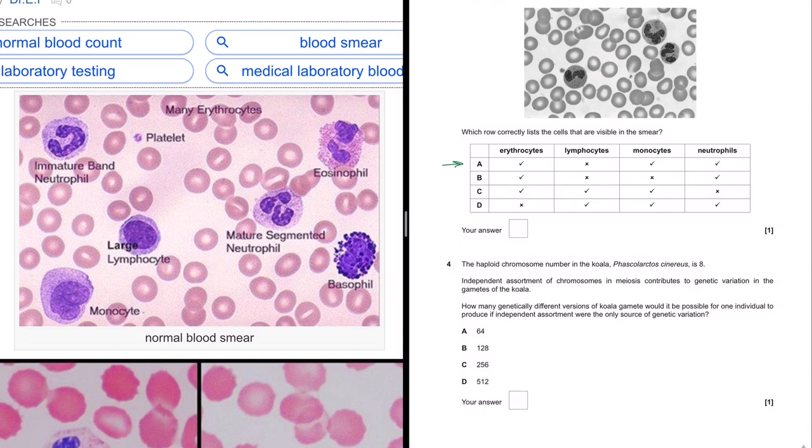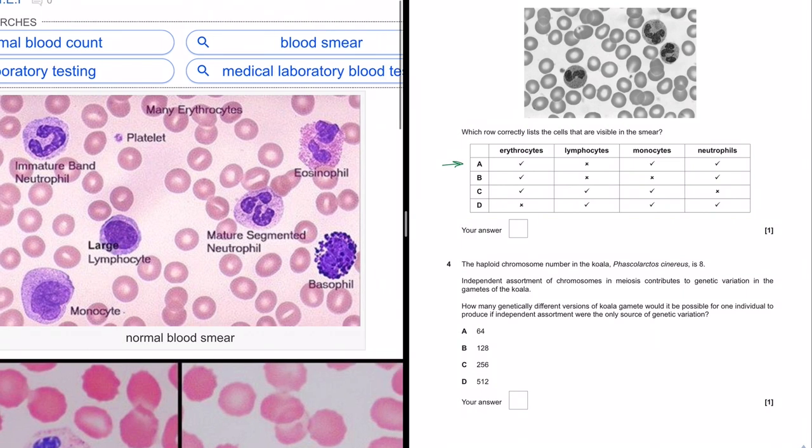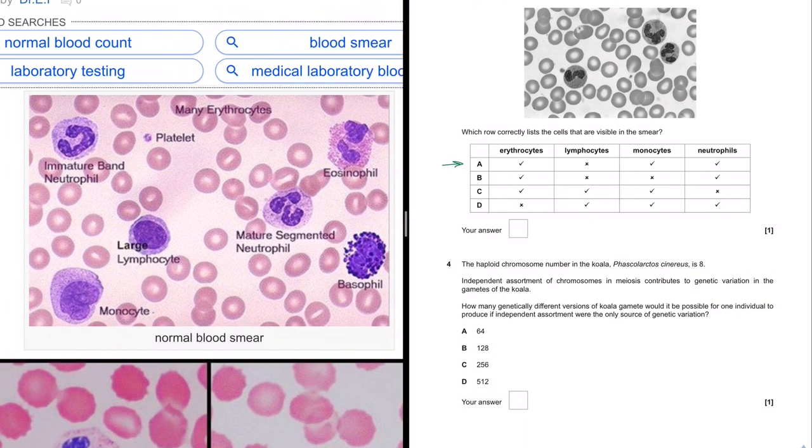and we can see that a lymphocyte is a cell that has a nucleus surrounded by very little cytoplasm, and that's not the case in any of the cells that we can see there. So based on that, we can exclude options C and D. It is not any of those, because we don't have lymphocytes.